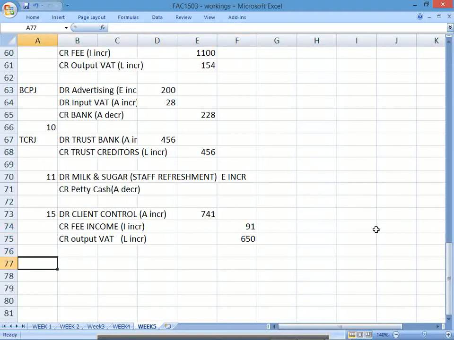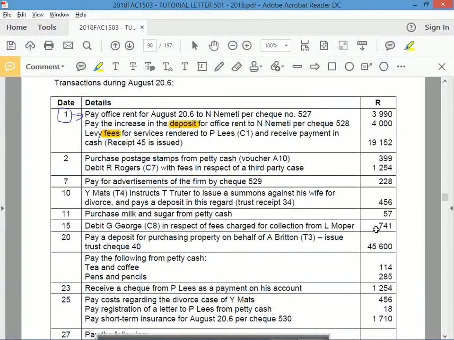Is 91. Okay. Right, let's check the next one. 20.